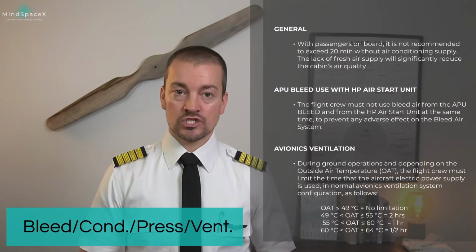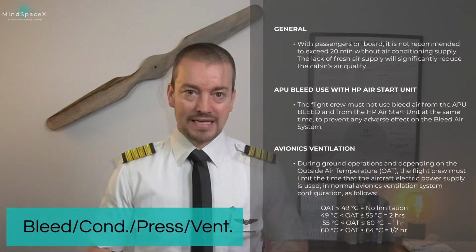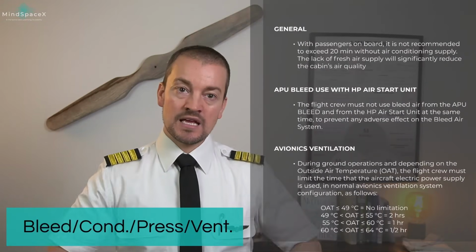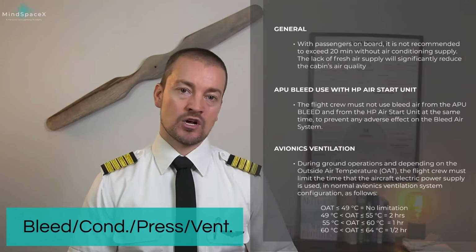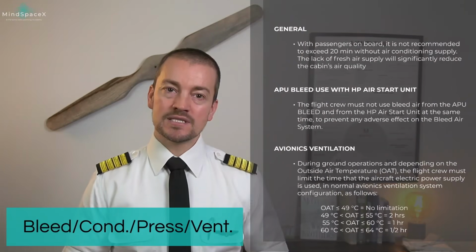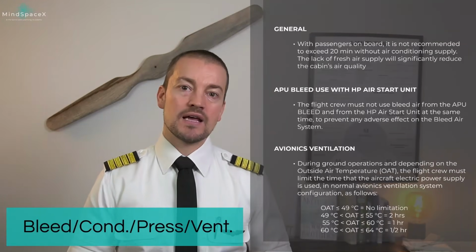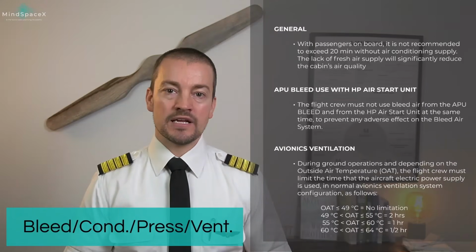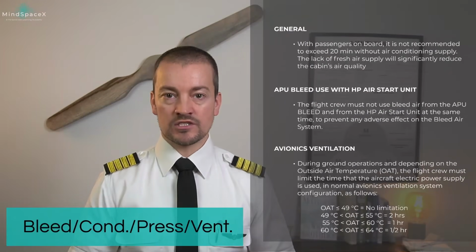For the avionics on the aircraft, we have limitations based on temperatures outside. The avionics ventilation system passes air over the avionics in the avionics bay below the cockpit, as well as past instruments within the cockpit and circuit breakers. During ground operation and depending on the outside air temperature, the flight crew must limit the time the aircraft has electrical power supply on the normal avionics, and this is limited to temperatures which are above 49 degrees Celsius.